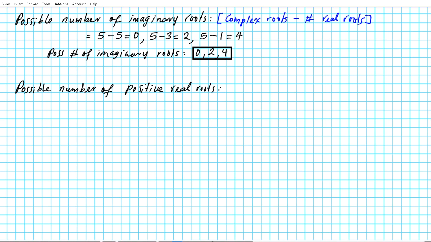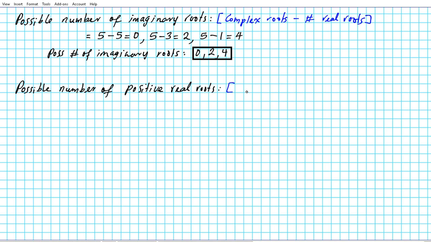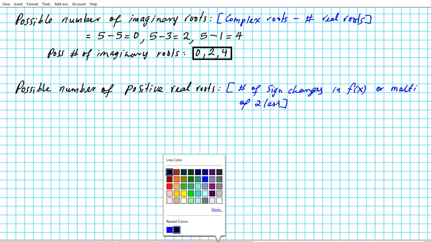All right, so your possible number of positive real roots according to Descartes' rule of signs can be determined by looking for the number of sign changes in f of x, or multiples of 2 less, just as we did with the possible number of real roots. Multiples of 2 less. All right, so let's go ahead and look at the number of sign changes that we have for this polynomial equation.